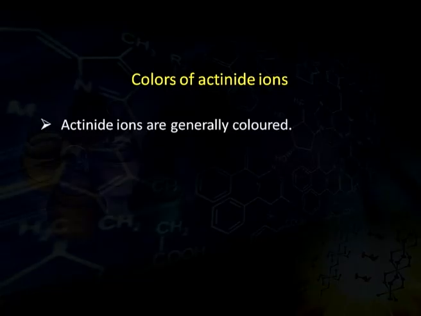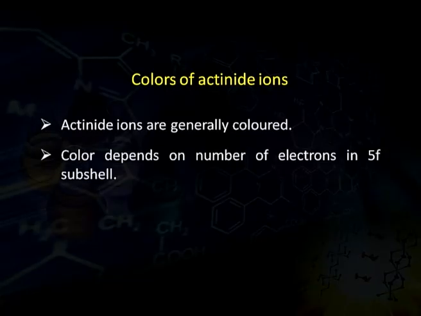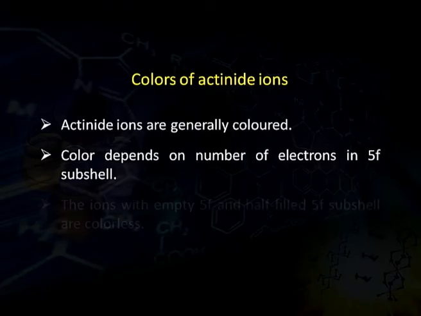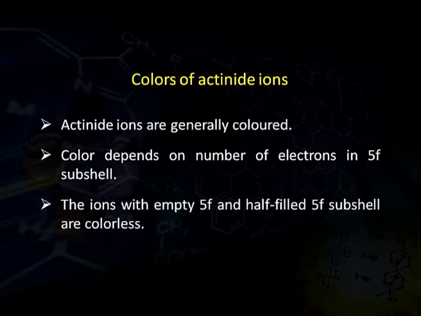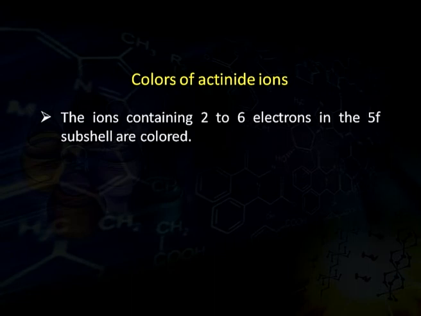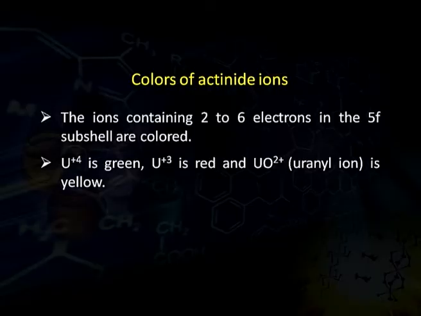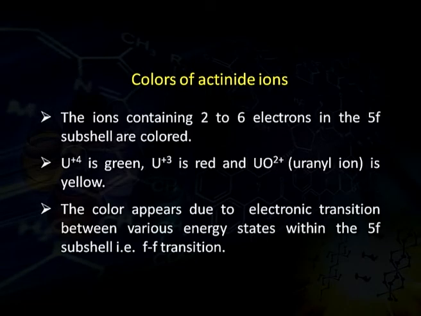Actinide ions bear colors. These colors depend on the number of electrons in the 5f subshell. The ions with empty 5f and half-filled 5f subshell are colorless. The ions containing 2 to 6 electrons in the 5f subshell are colored. The uranium +4 is green, uranium +3 is red and uranyl ion is yellow in color. So, the species of uranium bear the green, red and yellow colors.